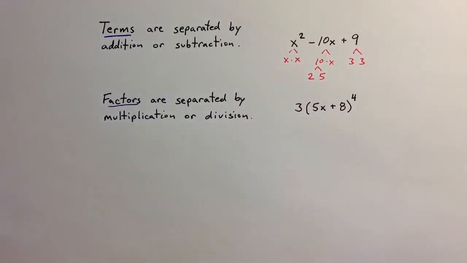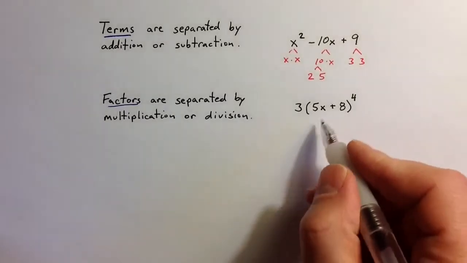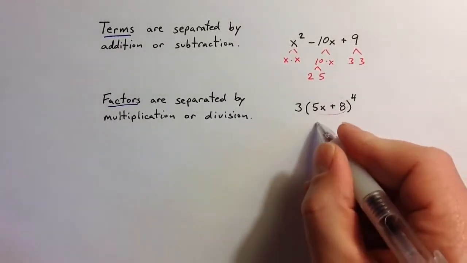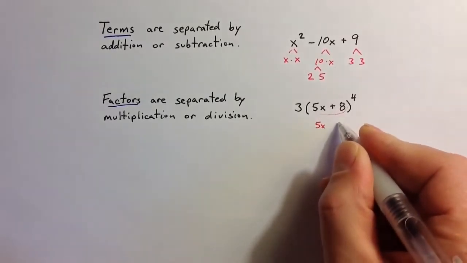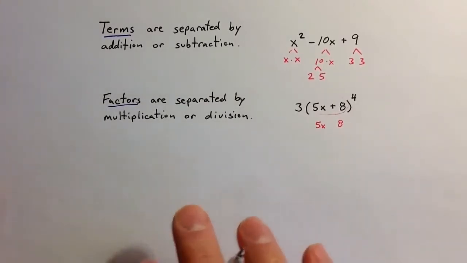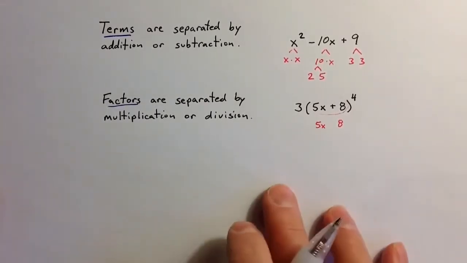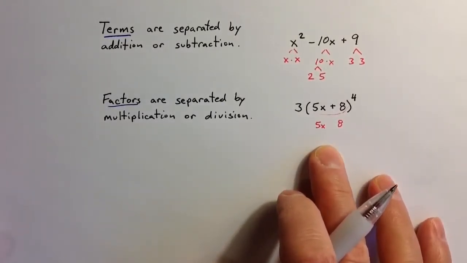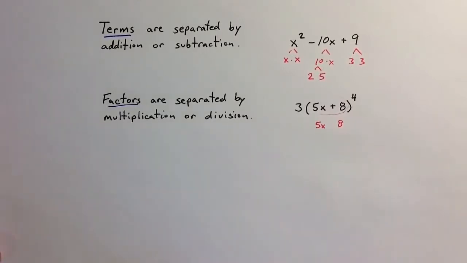So within a term, you can have factors, and within a factor, you can have terms. In this factor here, 5x plus 8, we can think of 5x as a term and 8 as a term. And so terms and factors are really relative to the expression overall. If something is separated from something else by addition or subtraction, we can think of those two things as terms. And if things are separated by multiplication or division, we can think of those aspects as factors.